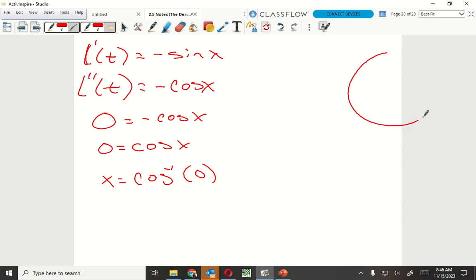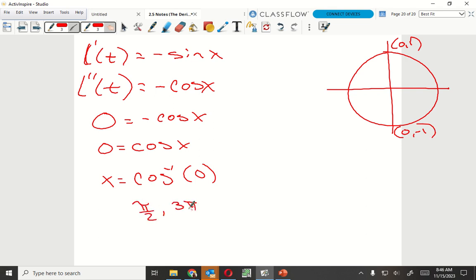So unit circle. So it's right here, 0, 1, and 0, -1. So this is going to be at pi over 2 and 3 pi over 2. So this is going to be intervals of that. So every interval of pi over 2. So this is the odd interval again.